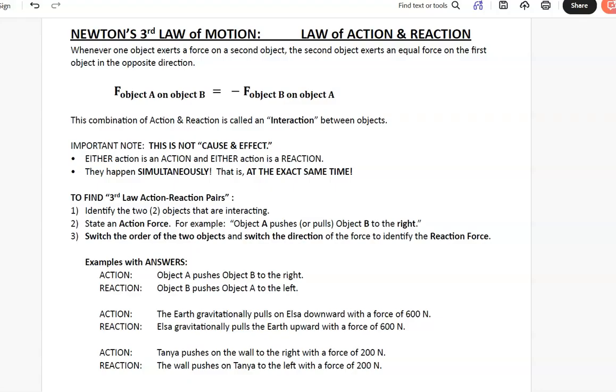So to find reaction pairs, action-reaction pairs, you have to identify the two objects that are interacting. This thing is pushing, this thing is pulling that, whatever. And then state the action force.